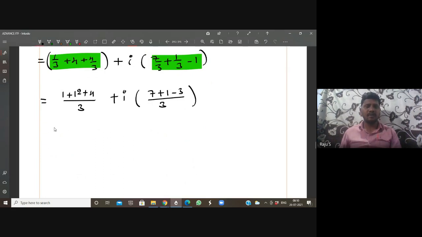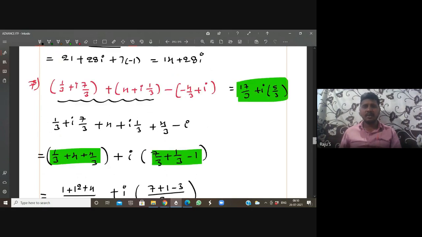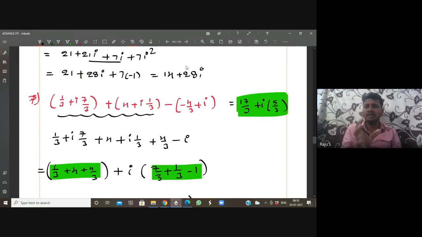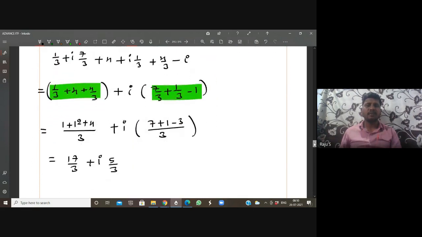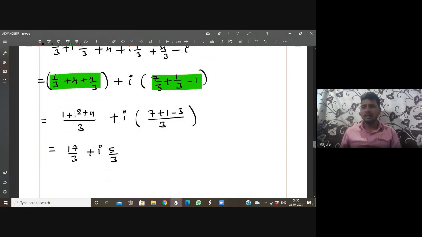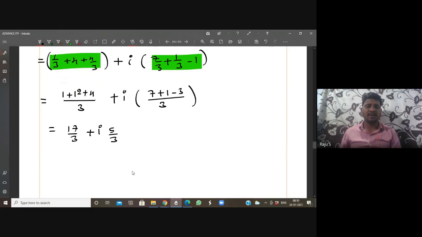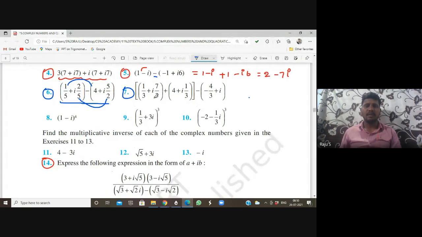So simplify this: 17 by 3 plus iota times of 7 plus 1 is 8, 8 minus 3, 5 by 3. Is that clear, students? Whenever you want to simplify, you can write all the real part at one place, all the imaginary part at another place. Then you can simplify the real part and imaginary part, and you will get the required complex number in the form a plus iota times b. That's all.